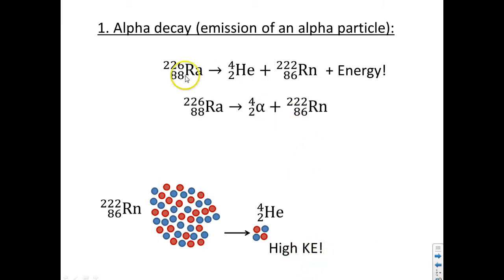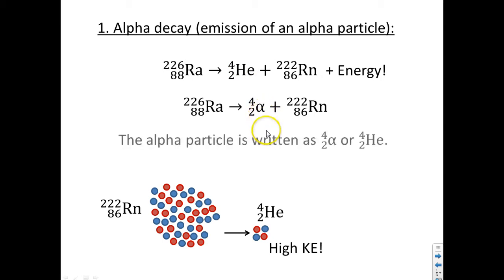Now we can also write this same reaction in the following way, where instead of using He, we use the alpha sign to represent the alpha particle. So the alpha particle can be written with either notation.